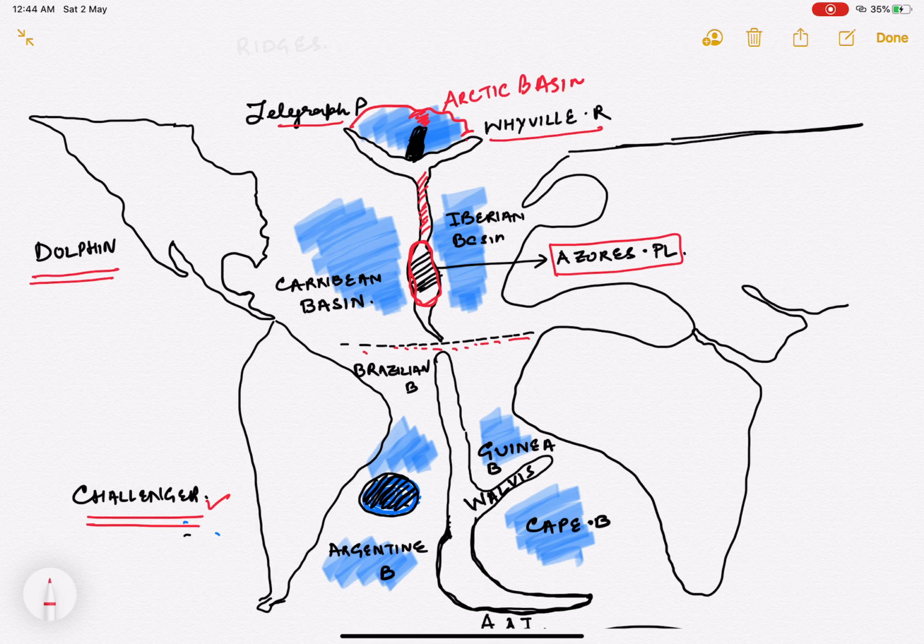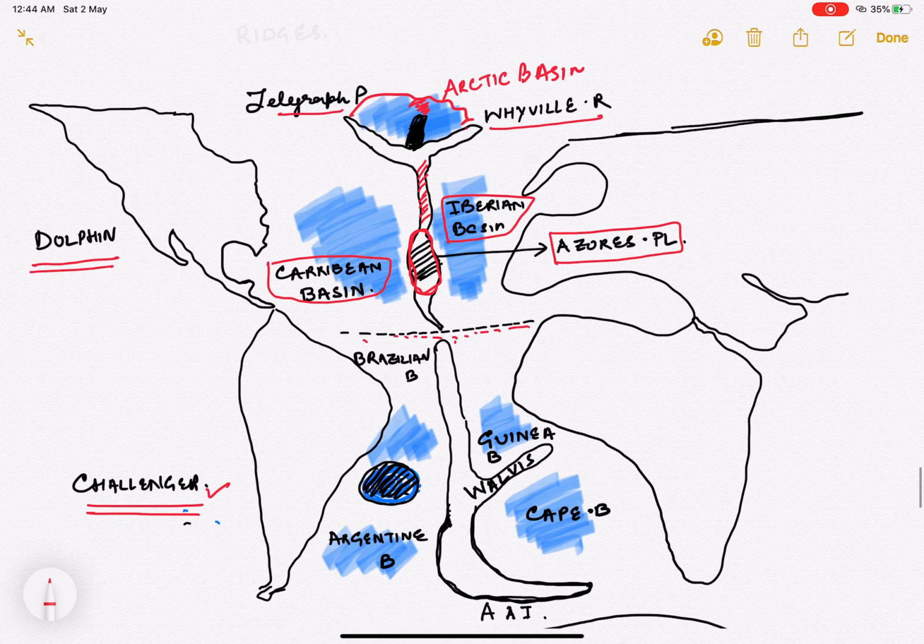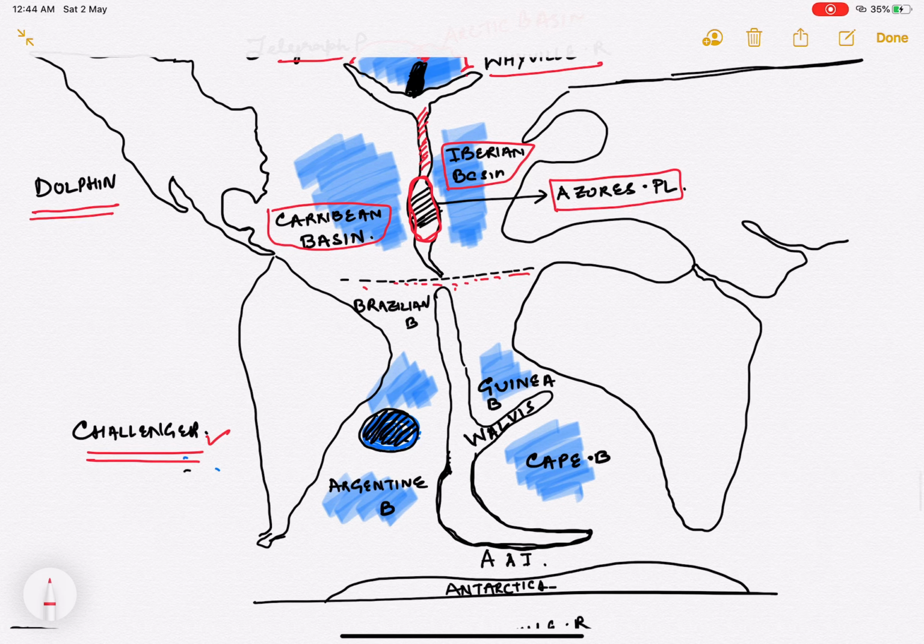And as you can see, the northern Dolphin Ridge is separating the basin into two parts. It is the Iberian Basin, that is the eastern part, and the Caribbean Basin, that is your western part. Next, again we have a Challenger Ridge. The Challenger Ridge extends from your Romanche fracture zone up till your Southern Ocean.